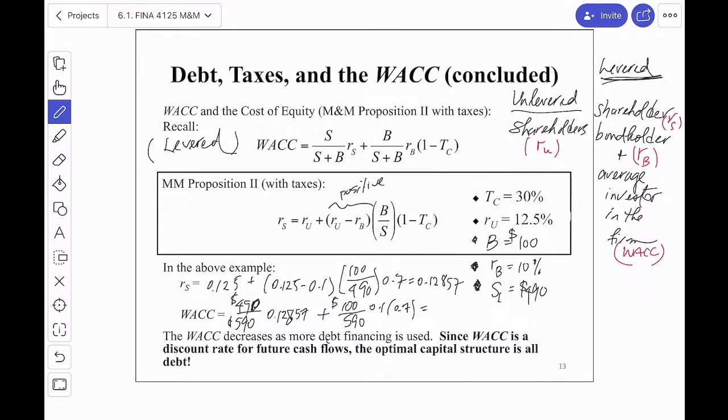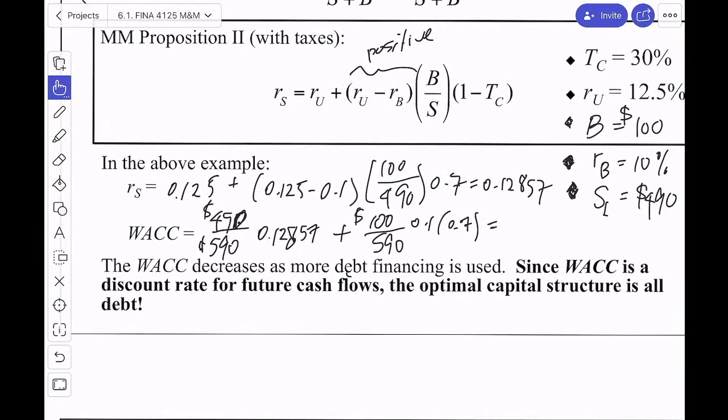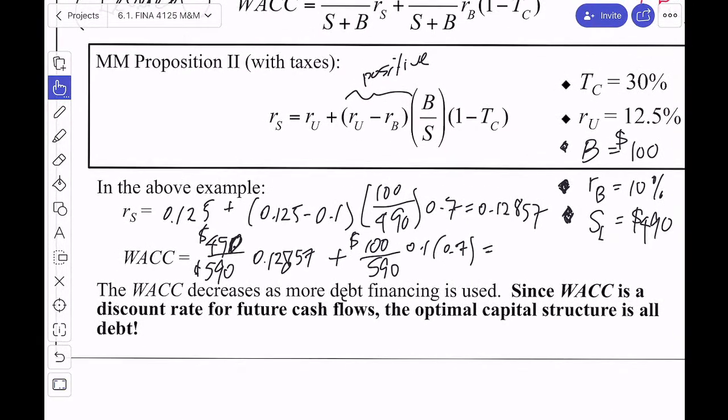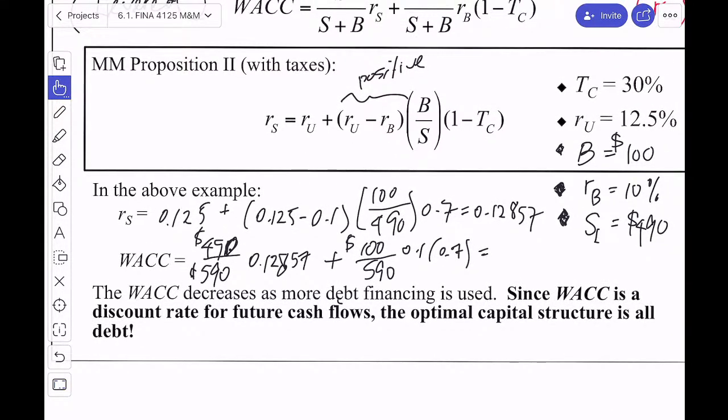Is that messy? I should probably make it bigger. So that's what I got. And what do you get?